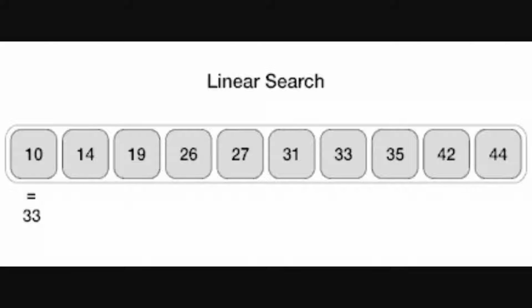And then we're looking for 33. So we know that there is a 33 here, but what we're going to do is linear search. We start from the first element. Compare 33 with number 10 to see if they are the same or not. We see they're not the same. So then we go for the next element. Is 33 equal to the second element? No, it's not.